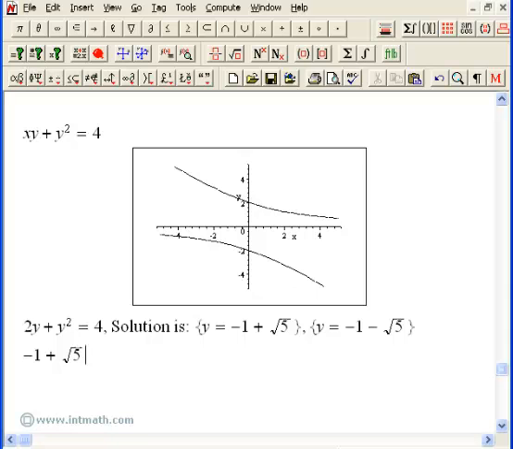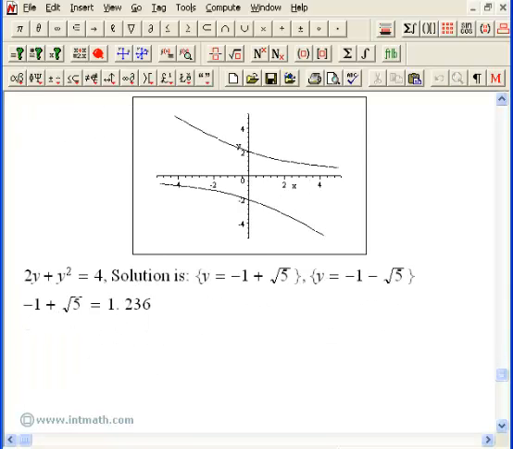So expressing that as a decimal, I get 1.236, and what I'll do is take that correct to 3 decimal places. So in summary, when x is equal to 2, y is equal to 1.236.